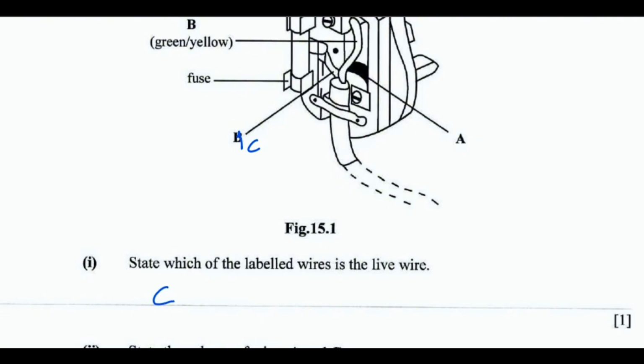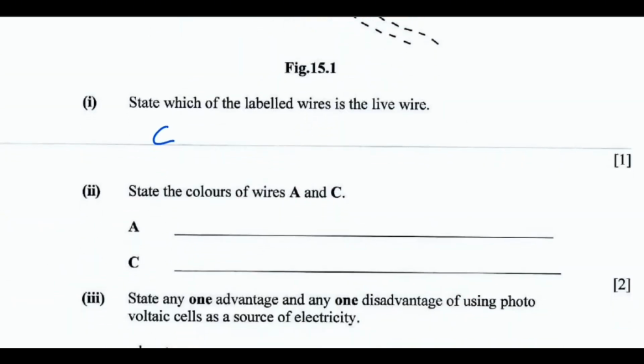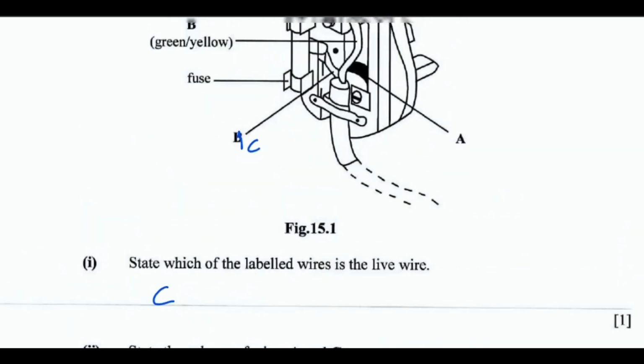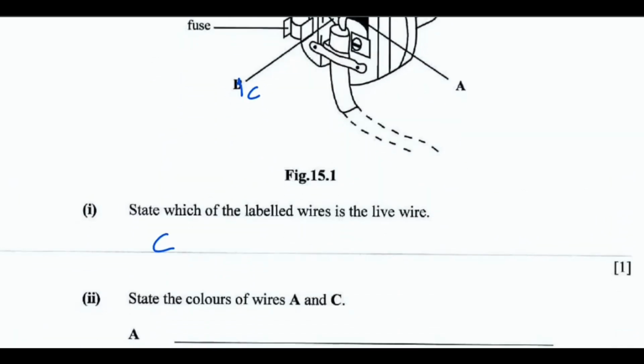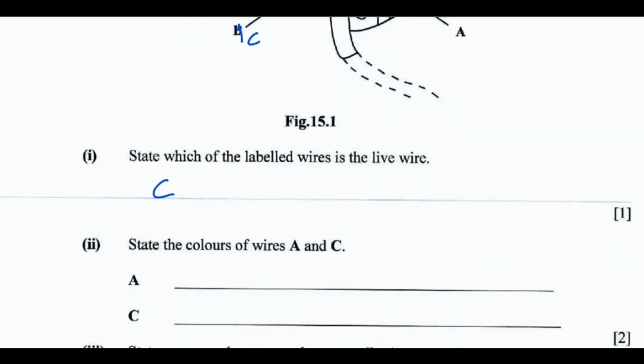The next question says, state which colors of wire are A and C. So A, because it is the neutral, it is always blue. And then C, because it is the live, it is always brown. All right. And then the other one is been given, the earth is green and yellow.